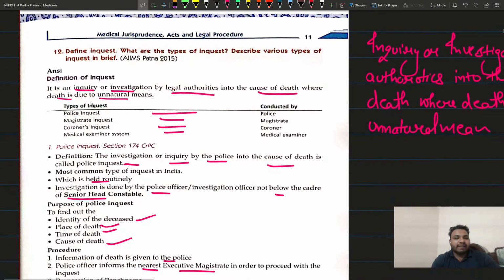Now, define inquest or what are the types of inquest? Okay. What is inquest? Basically, it is an inquiry or investigation by a legal authority into the cause of death where the death is unnatural.